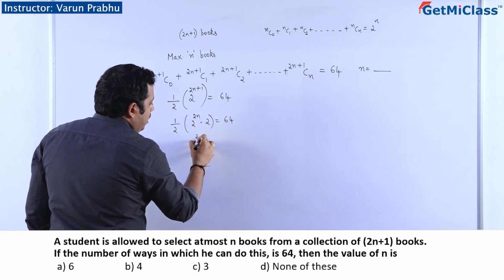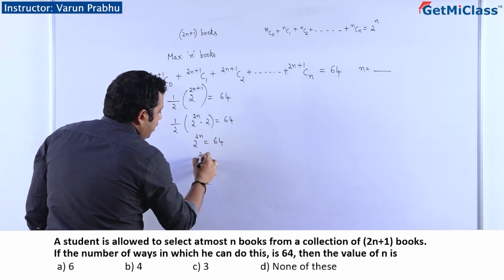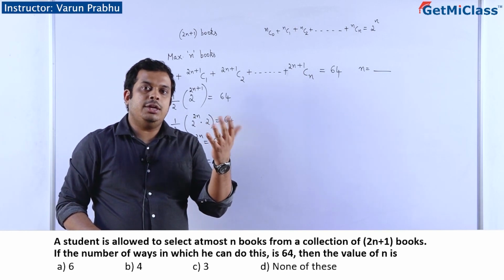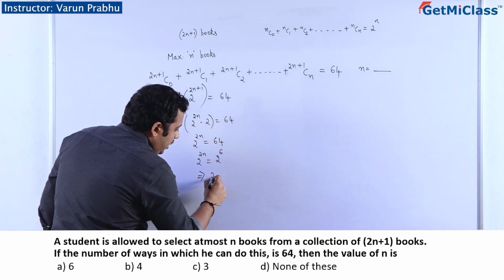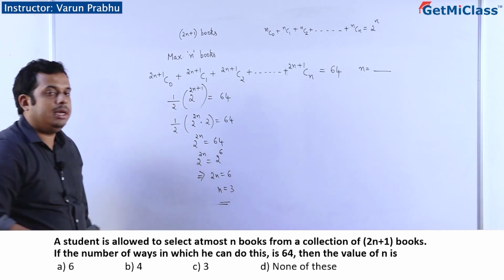So 2 to the power 2n, 2 and 2 will get cancelled, that is equal to 64. 2 2s are 4, 4 2s are 8, 16, 32, 64, 2 power 6. So base same, so exponent should be equal. So what is the value of n? n is equal to 3 will be the answer to the question.